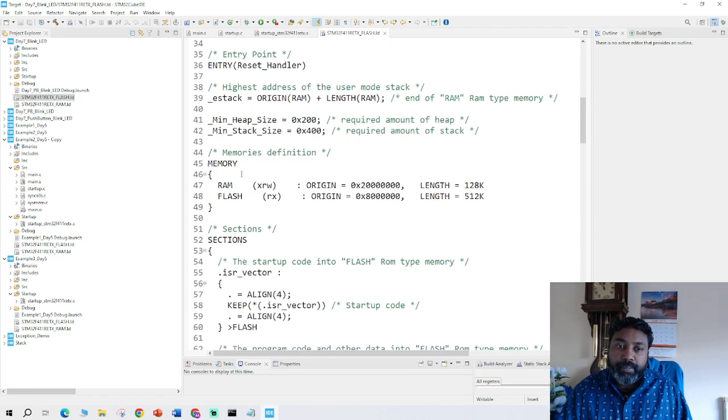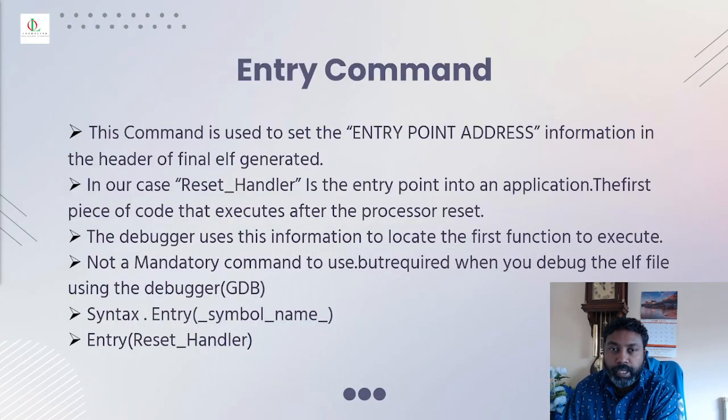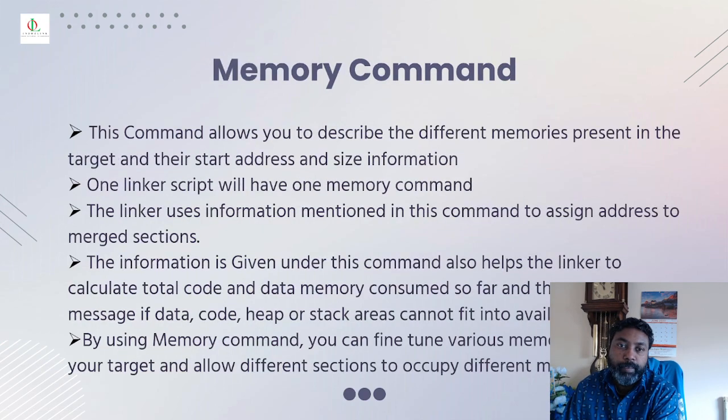Then comes the memory definition: how you define the memory that you're going to use. So I'll show this here, and then I'll come back here. So far we learned about the entry command and then the reset handler. The next command we're going to learn here is the MEMORY command. The MEMORY command allows you to describe the different memories present in the target. Here, what we are learning in this series is the STM32F411, so it has both flash and SRAM memory, and that's the target start address and its size information in the memory definition you just saw.